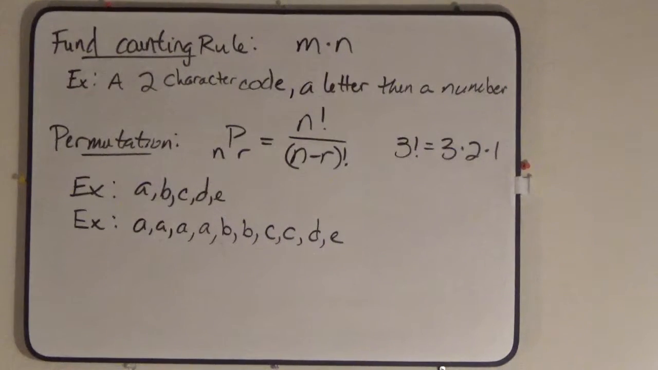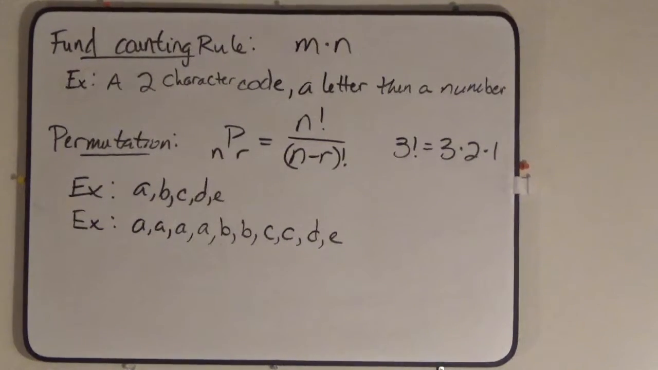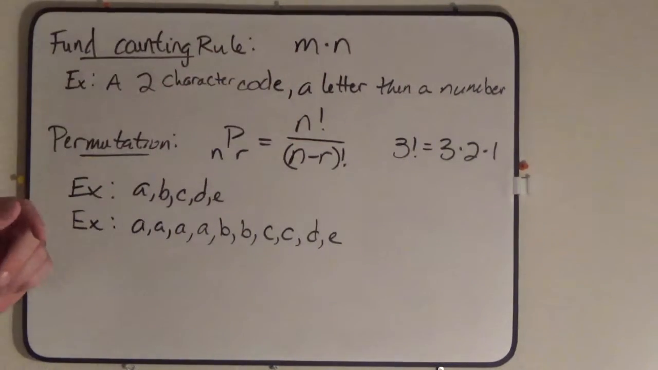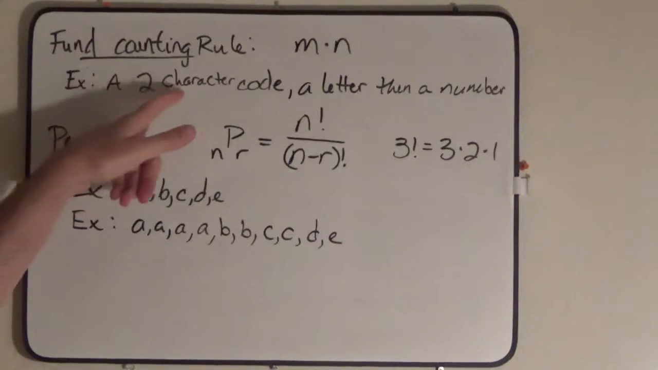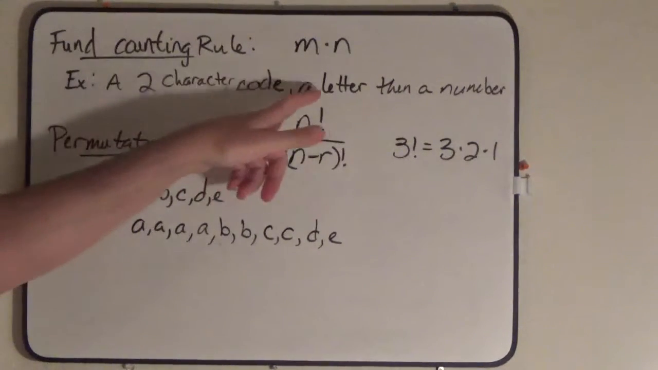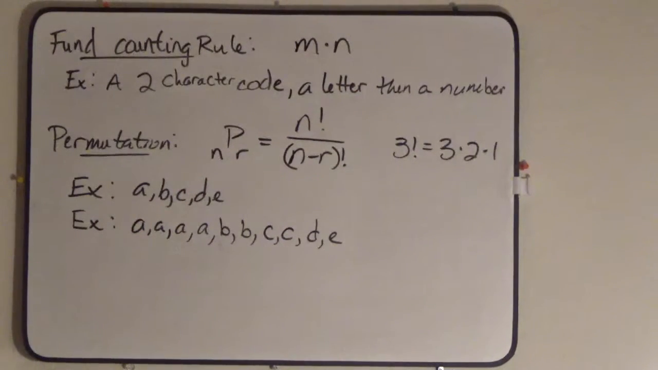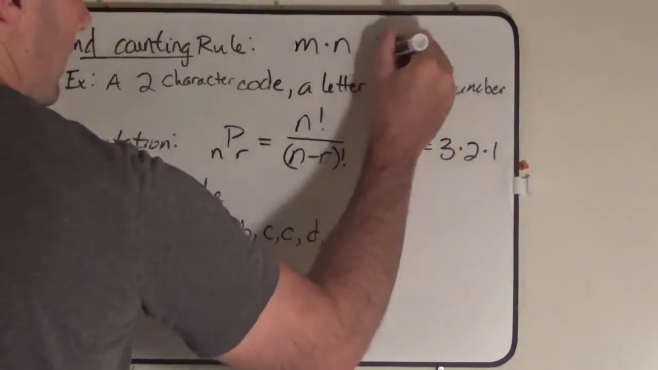And the fundamental counting rule states that you have m times n number of ways that two events can occur, okay? So here we have m times n. This is the number of ways two events can occur. For example, you have a two-character code. The first one is a letter, and then the second one is a number. Well, if we look at that and think about it, how many different letters can you possibly have? Well, you can have 26, right? So the first number m would be 26.